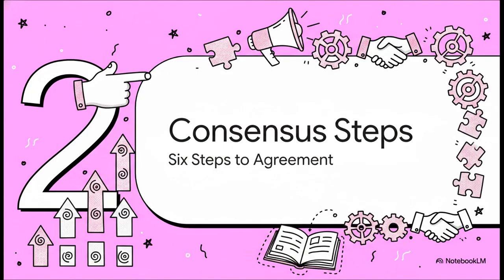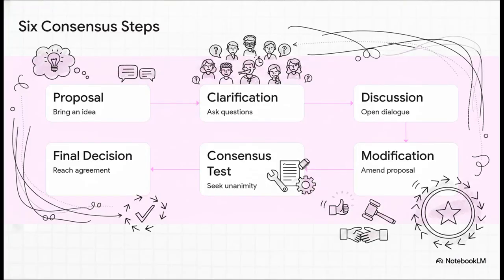Moving right along to Section 2, 6 steps to consensus. Let's walk sequentially through the actual life cycle of a community decision. It all kicks off with Step 1, a proposal. Anyone can write an idea down and bring it forward. Step 2 is clarification, where members just ask questions to make absolutely sure they understand what's being proposed. Step 3 is discussion, which is the open dialogue guided by our referee moderator, and there are usually strict time limits here to prevent rambling.